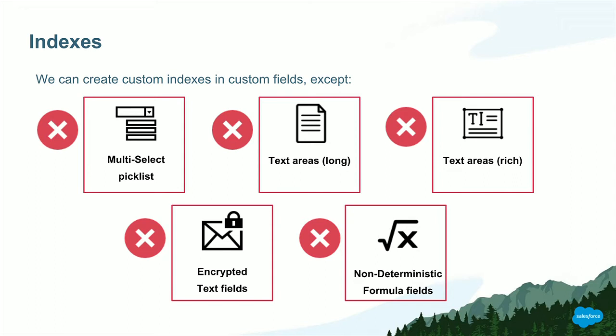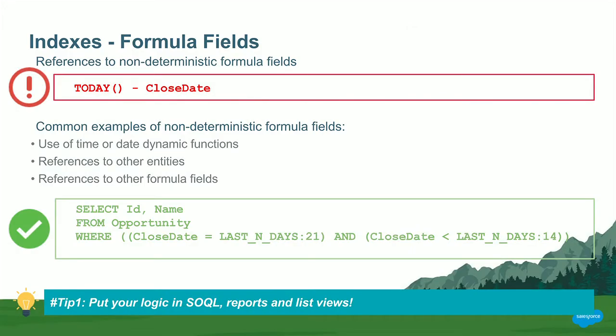We cannot index multi-select picklists, text areas, either long or rich, encrypted text fields, and non-deterministic formula fields. What is a non-deterministic formula field? A formula field is non-deterministic when its value depends on another value. For example, the today function is a dynamic date function, and its value is continuously changing. So the SafeForce platform cannot realistically maintain an index on a function whose value is continuously changing. So the most common examples of non-deterministic formula fields are the use of time or date dynamic functions and references to other entities or to other formula fields.